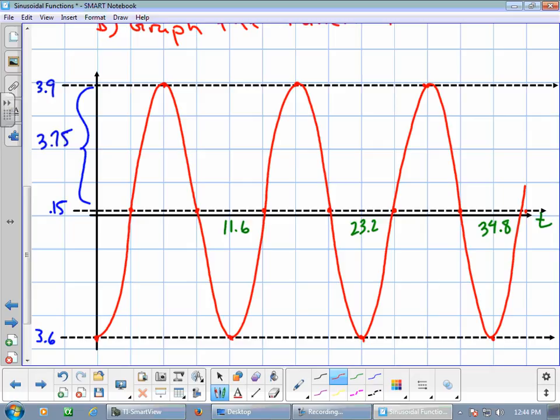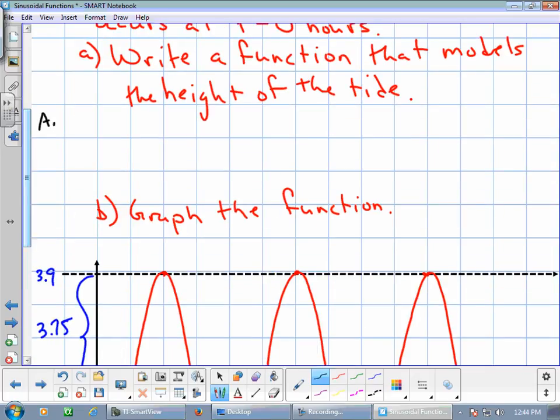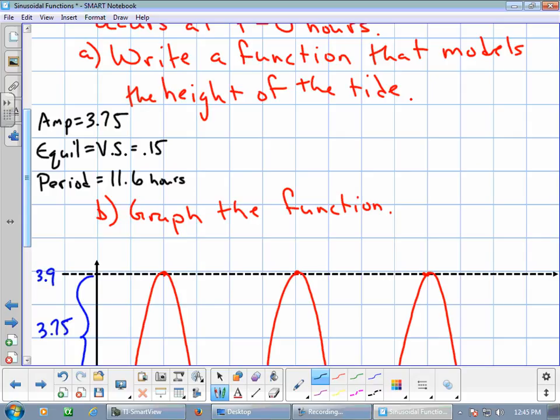Okay, what information here did we have? We had amplitude was 3.75. We had figured that out. Okay. We had that the equilibrium, or the vertical shift, in other words, was 0.15. Had we written down what the period was? 11.6 hours. Right. And did we calculate what K was based on that?